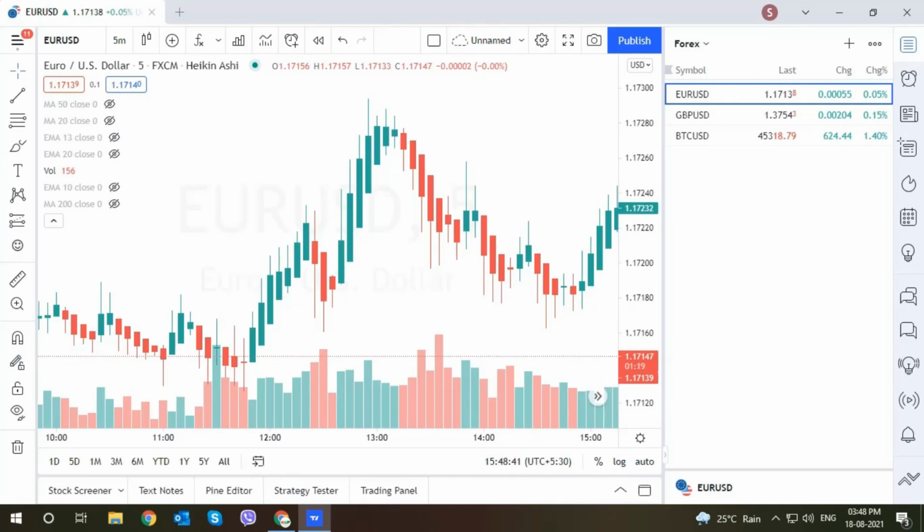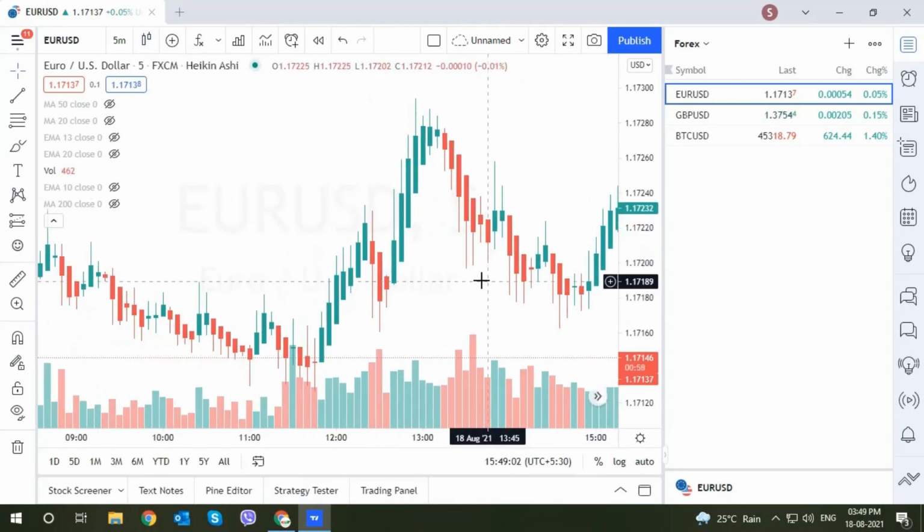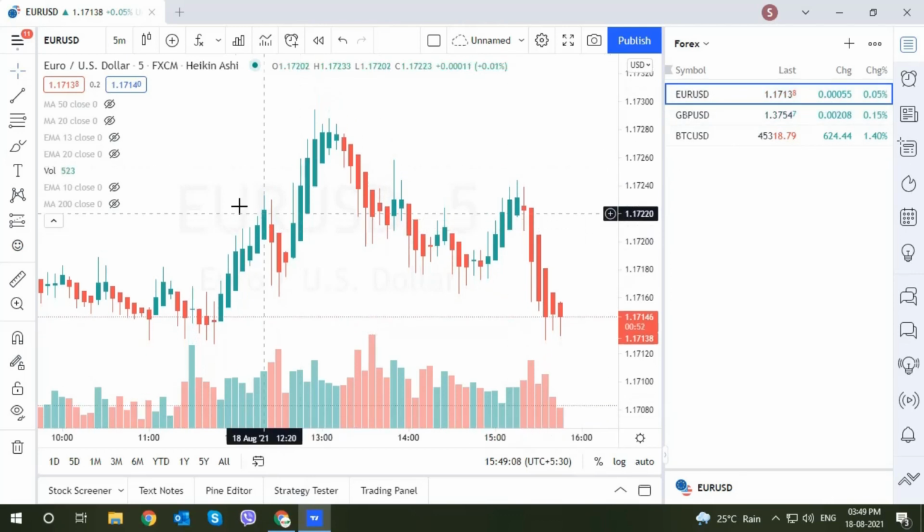I'll show you in the market. I'll show you in a live example how it works for you and how you can set up the strategy every day. Now if you see, I'm in my TradingView, and here I've set a 5-minute time frame and the candlestick is Heikin-Ashi. Usually I use Heikin-Ashi to understand the trend of the market.